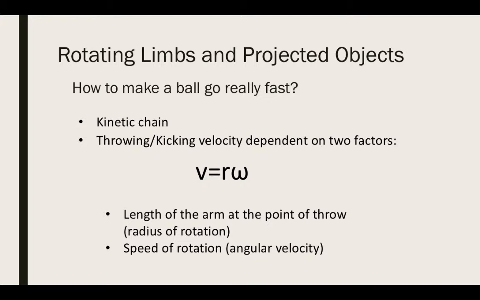After taking into account the kinetic chain, we can use the equation of the angle of rotation in order to make the ball go really fast. In kicking or throwing, velocity is dependent on two factors: the length of the arm or leg at the point of the throw, known as the radius of rotation, and the speed of the rotation, known as the angular velocity. Based on this principle, an extended arm elicits a greater linear velocity, but an extended arm throughout the motion results in a greater inertia, making it difficult to accelerate.